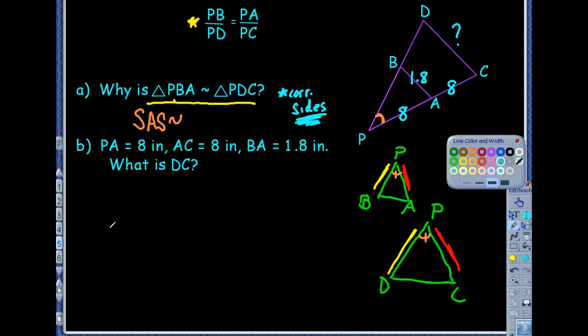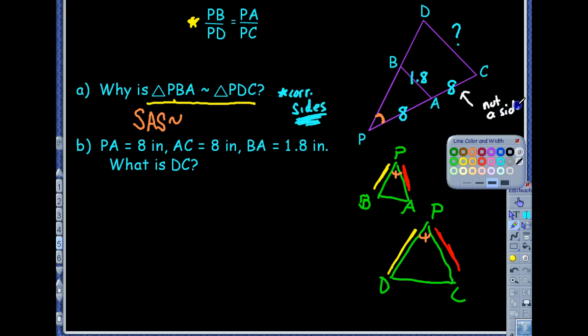Yes. So, I know the most common mistake is I will have somebody, Mrs. Palermo, that will want to write the ratio of 8 over 8 equals 1.8 over x. So you're comparing, essentially saying PA to AC is the same as BA to DC. What's wrong with that? Well, because, and I love that you underlined sides, because AC is not a side.